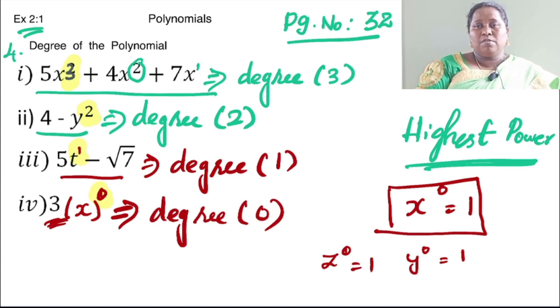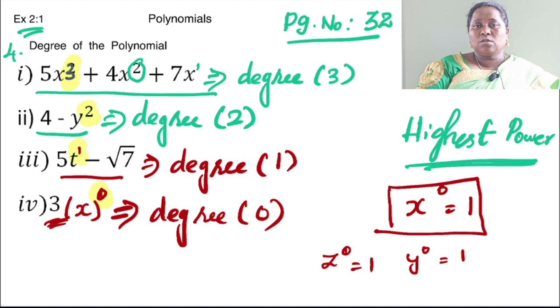Once again I will explain the sums. What is the highest power? Degree of the polynomial means the highest power. In the first sum we have 5x cubed plus 4x squared plus 7x. See here, 3 terms are there. In the 3 terms the highest power is 3, so the degree is 3. In the second sum, 4 minus y squared, the highest power is 2. So the degree is 2.